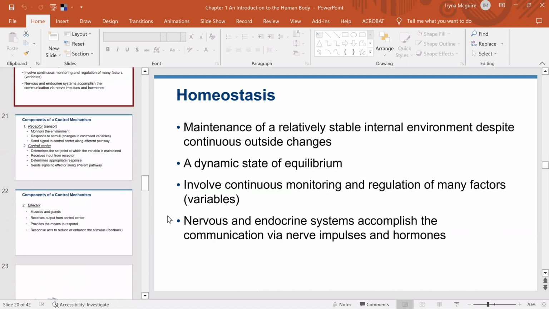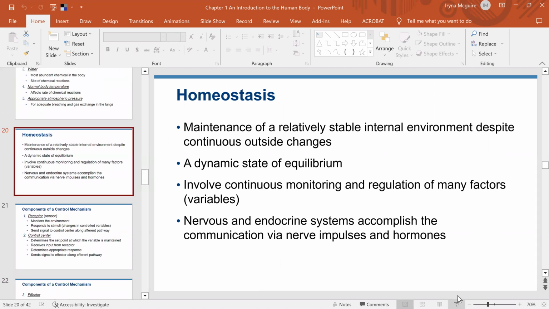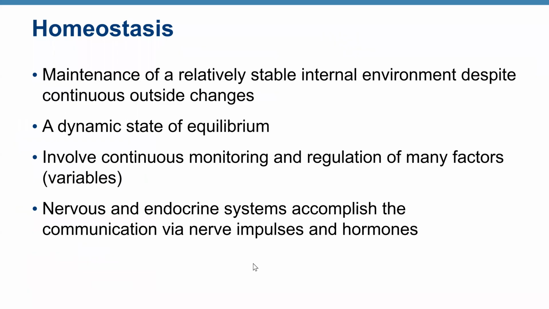Okay, and now we will talk about the main concept of physiology, that is homeostasis. Now, homeostasis is a relatively stable internal environment despite continuous outside changes. It's a dynamic state of equilibrium. And dynamic means that the external environment is changing all the time. So your homeostasis is never just a line, right? Your parameters are never the same. They fluctuate. So, for example, your body temperature always goes up and down.